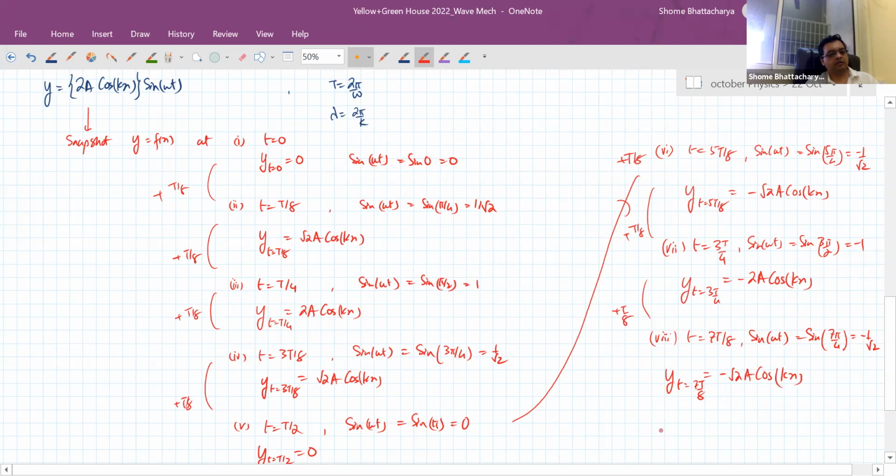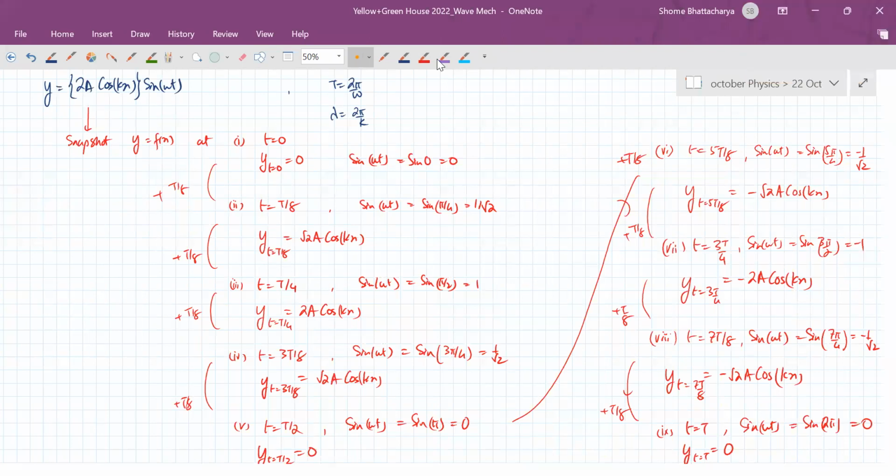And finally, on the ninth value, after incrementing the time by T by 8 times, we are at one full cycle. So sine omega t is sine 2 pi, so that's back to 0. So once again, all the particles at one complete cycle are back to their mean position. Okay, so just write down this sequence of values for the snapshot picture equation at various different times, and next we'll plot it. So from that you'll understand how, in increments of 1/8 of the cyclic time period, in one complete cycle, the shape of the string changes.